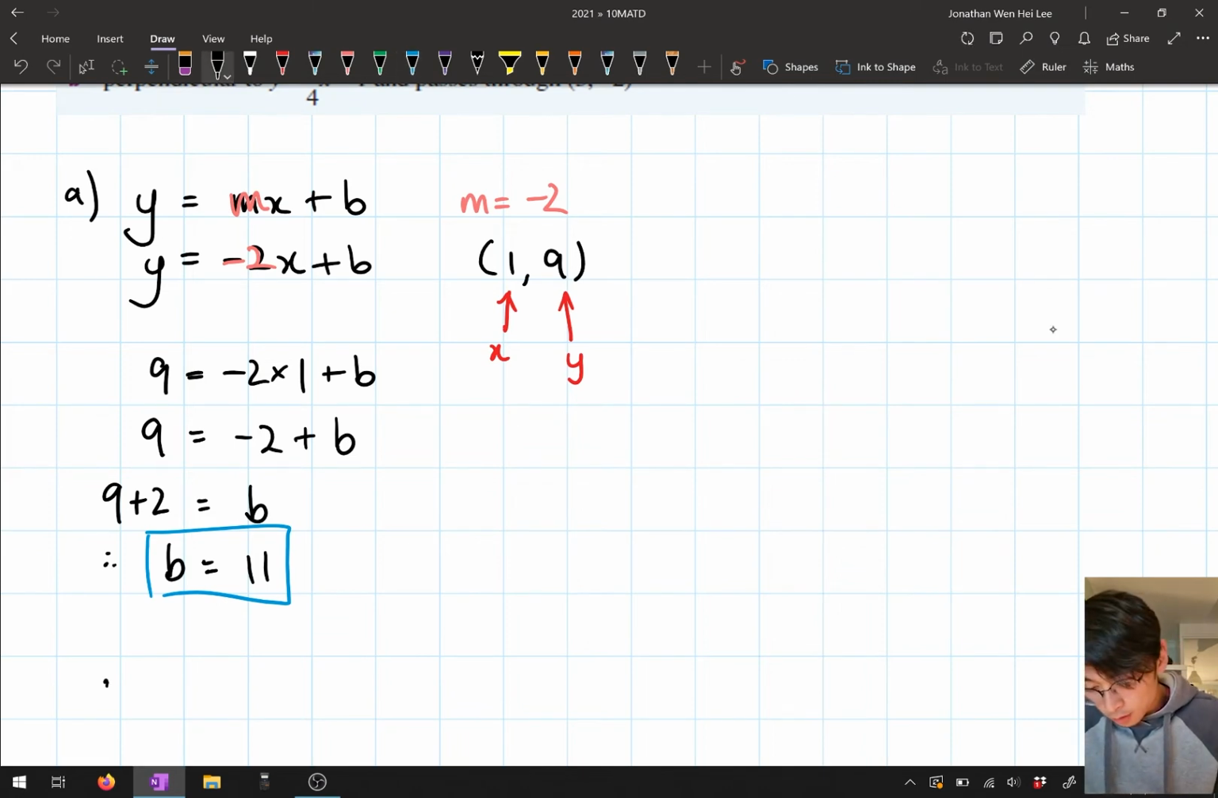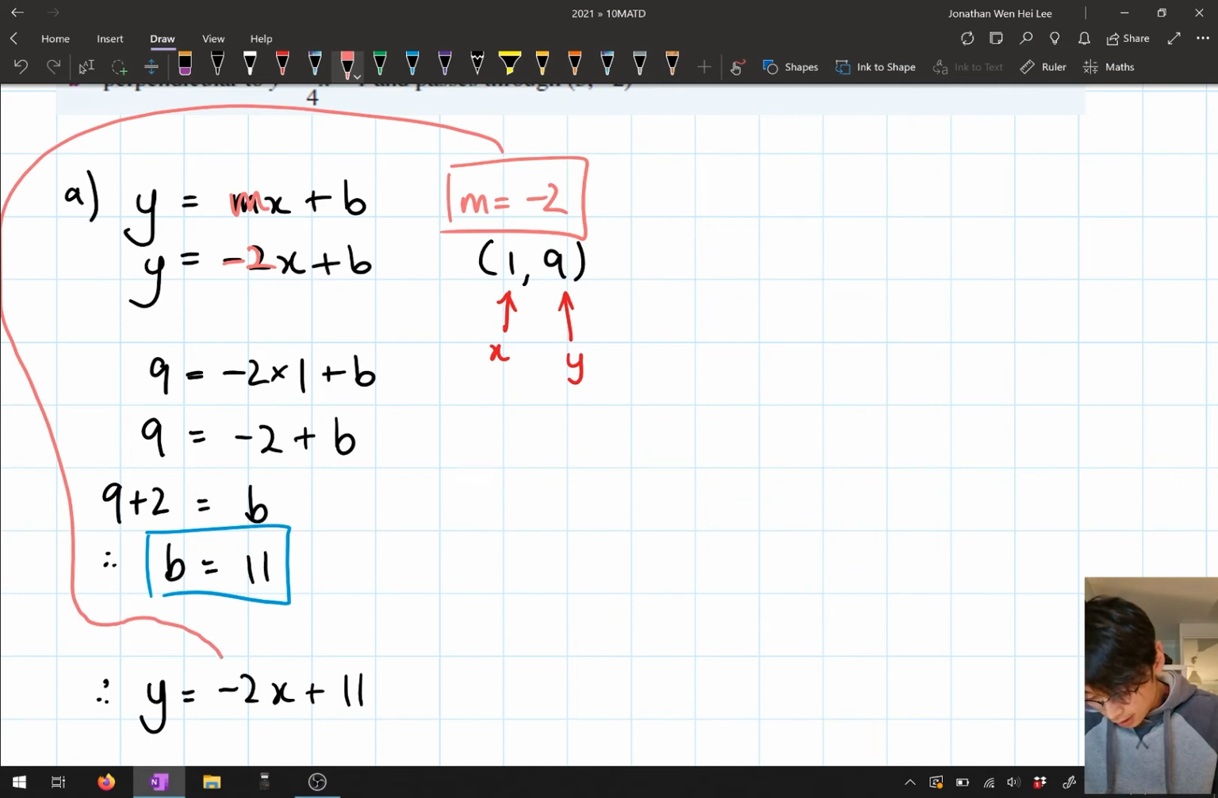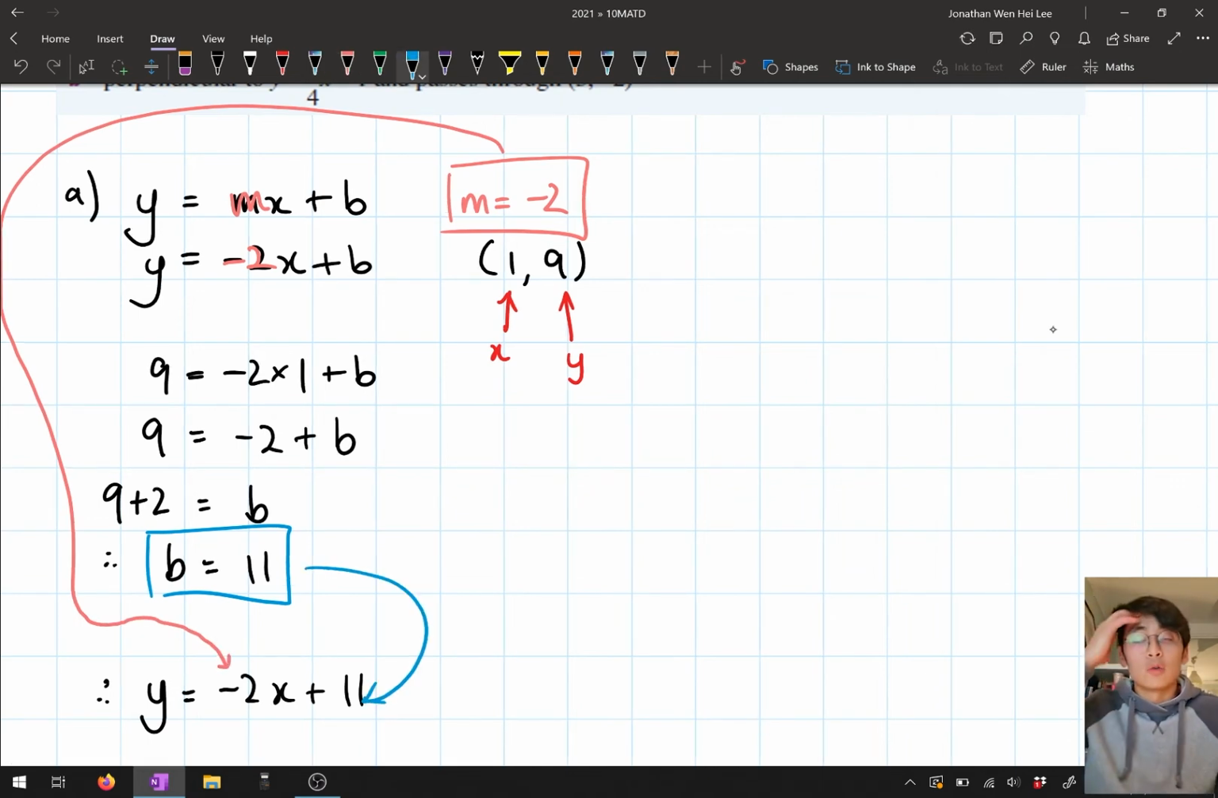So therefore, final step, the equation of my line is going to be y = -2x + 11. If you're not sure, that -2 is what we start off with at the beginning with the gradient of my parallel line. So that's how I get this value over here. And b is equal to 11 just comes from me solving it in the second part there. Okay, that's the first example here.